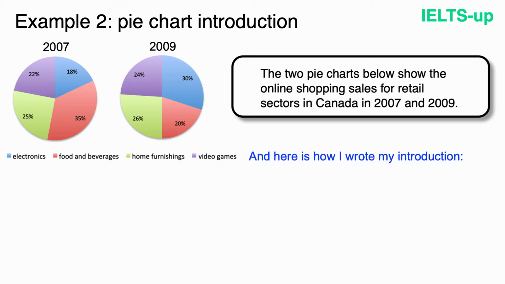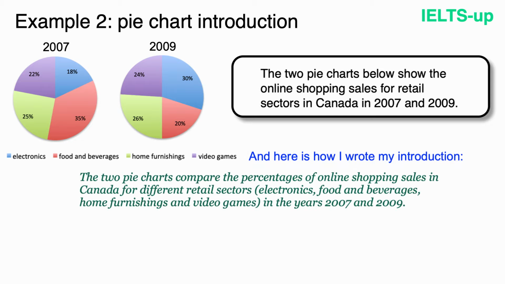And here's how I wrote my introduction. The two pie charts compare the percentages of online shopping sales in Canada for different retail sectors: electronics, food and beverages, home furnishings, and video games in the years 2007 and 2009.